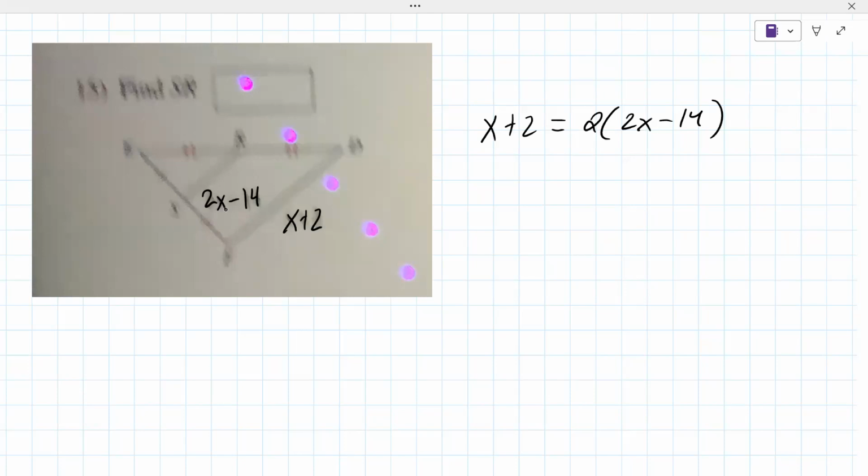X equals 10. 12, and then the 6. So they want the smaller one, it looks like. Does that look right to you? Yes.